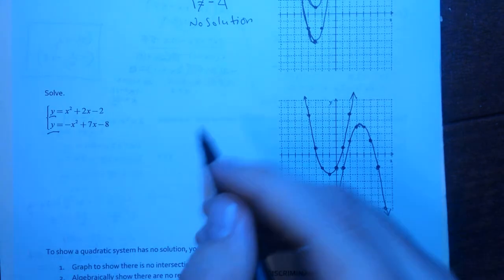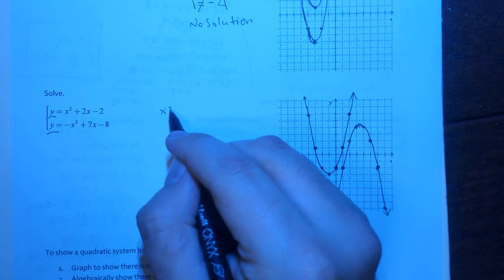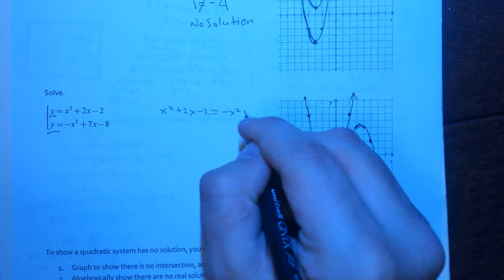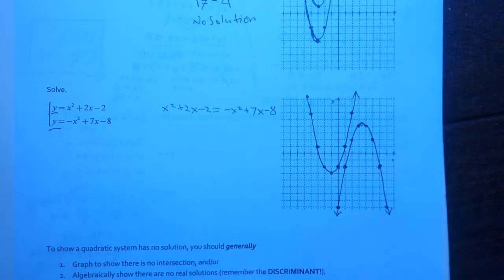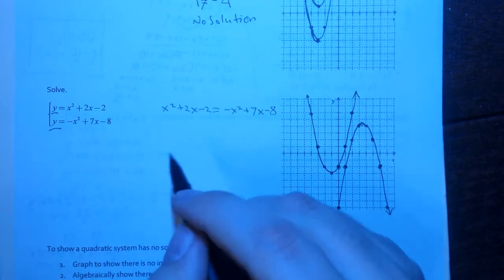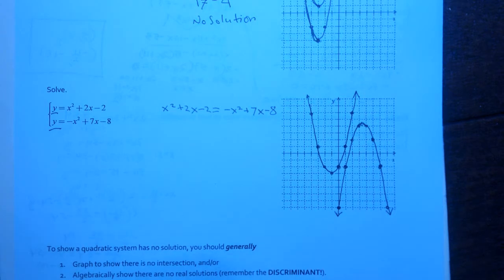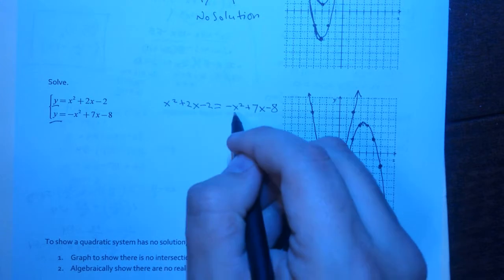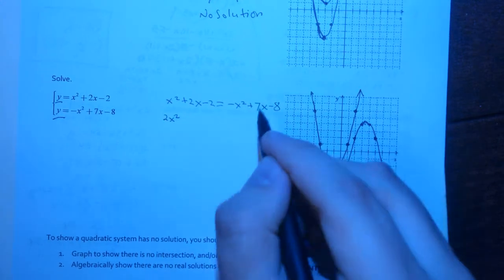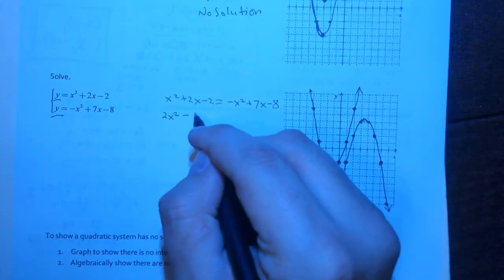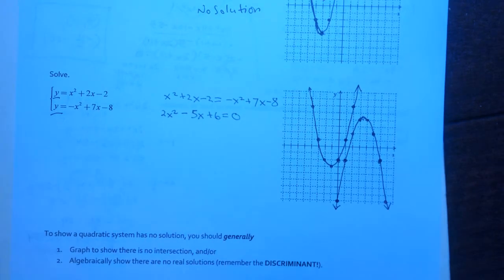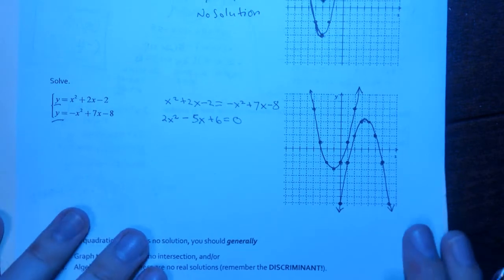So again, these are both y equals, so if I set this up to solve by substitution, x squared plus 2x minus 2 must equal negative x squared plus 7x minus 8. Now this is a quadratic equation, which means I need to get 0 on one side in order to solve this. So what I'm going to do is add x squared to both sides. And I will subtract 7x, and I will add 8, and I get this equation, 2x squared minus 5x plus 6 equals 0.